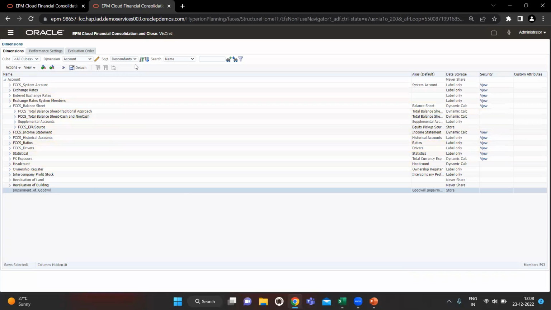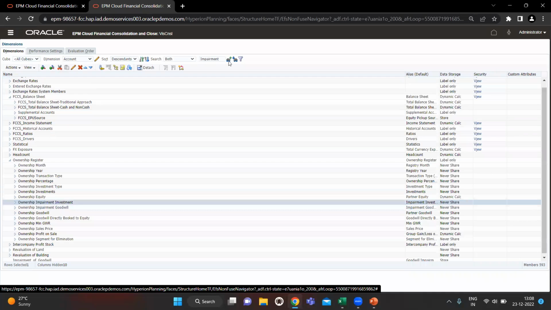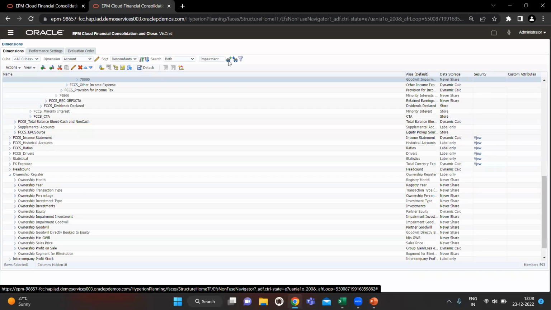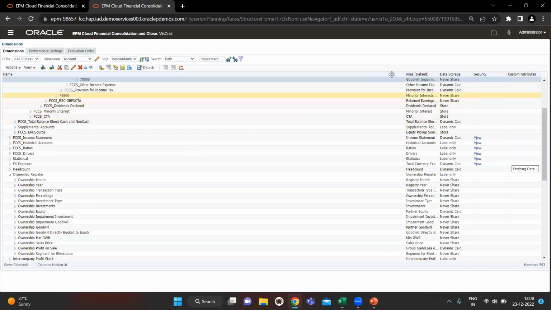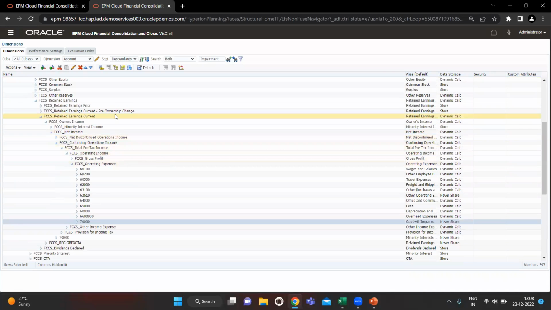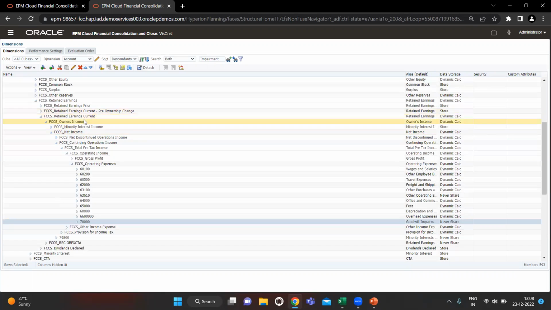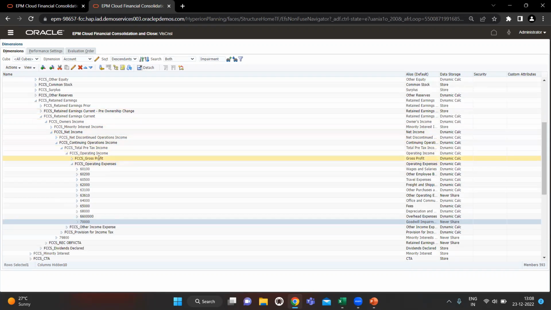And one more thing, I also created one impairment goodwill expense in our P&L. Let me show you. Okay, so here you can see retained earning of the current period, and under this is owner's income, and we have net income, and under this we have gross profit, operating income, and we have expense. So I've created an expense as the goodwill impairment.